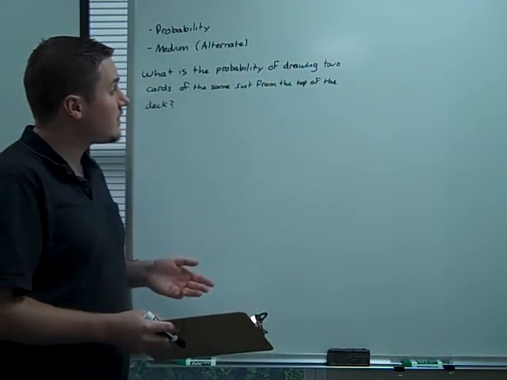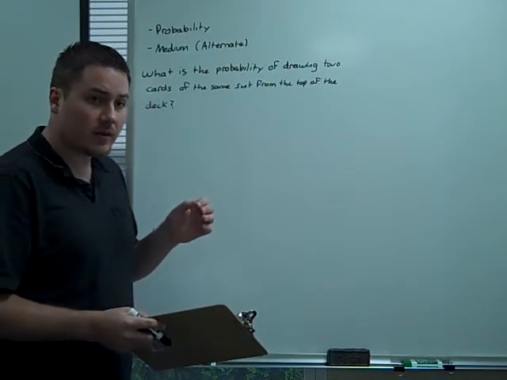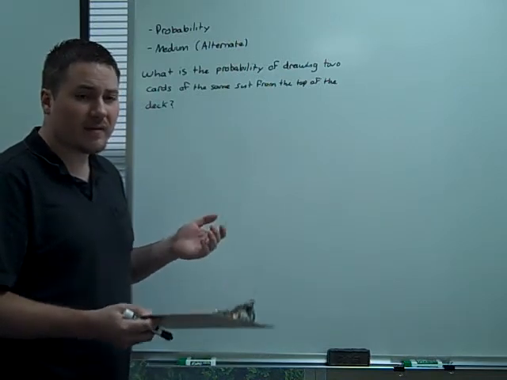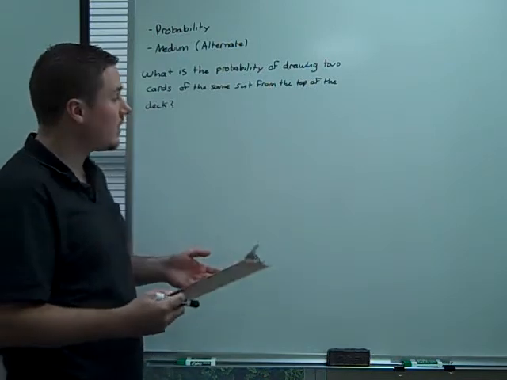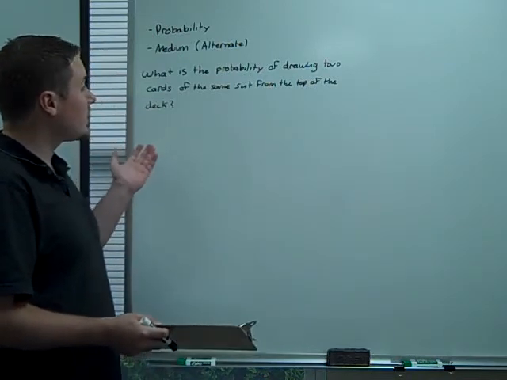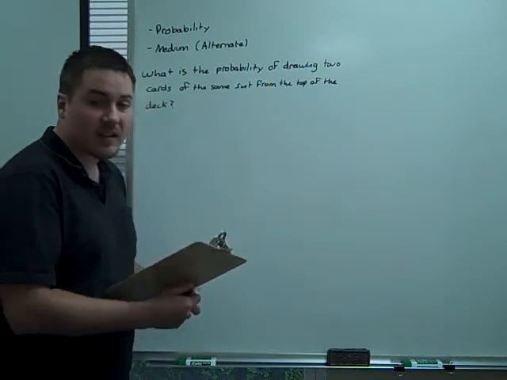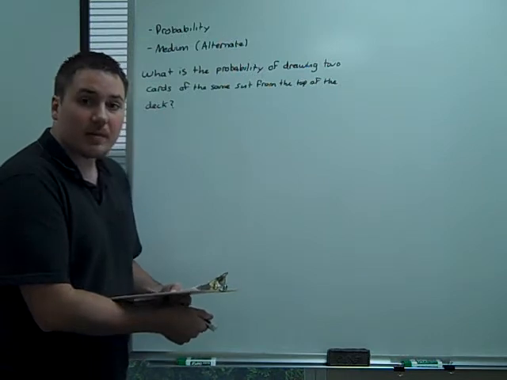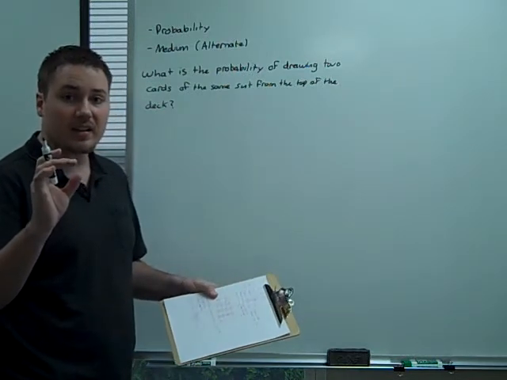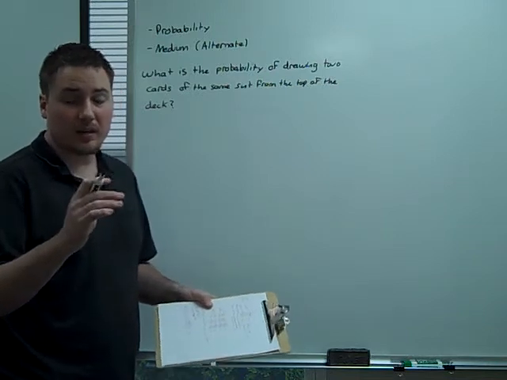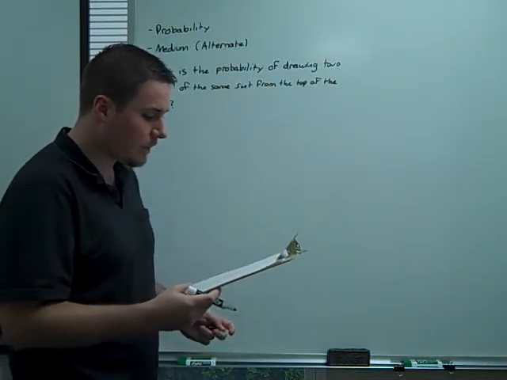Alright, decision trees are a handy way to do probability when you only have a few select decisions to make. When you have more than 3 decisions to make, it gets really tricky. But for this problem, what is the probability of drawing 2 cards of the same suit from the top of the deck? It's not that difficult. And I'm going to do the same thing that I've done in previous probability problems, where I'm going to single out a select suit. Previously I've done hearts, today I'm going to do diamonds because I think they're a little easier to draw.